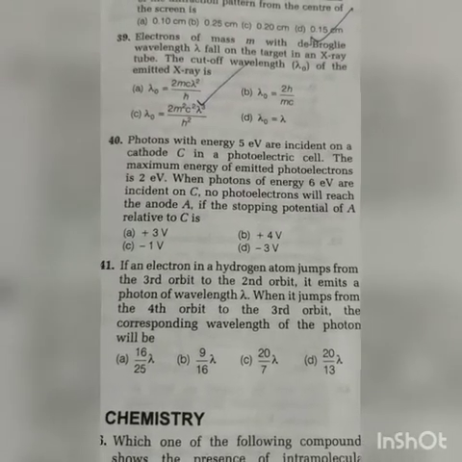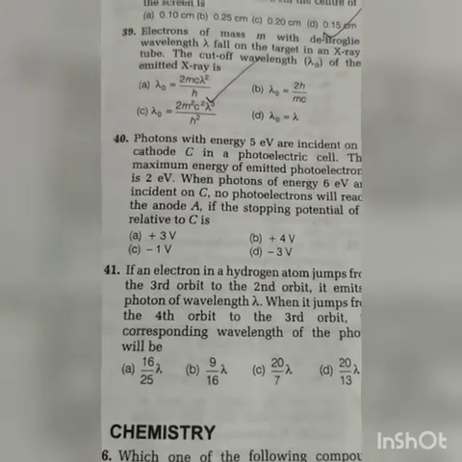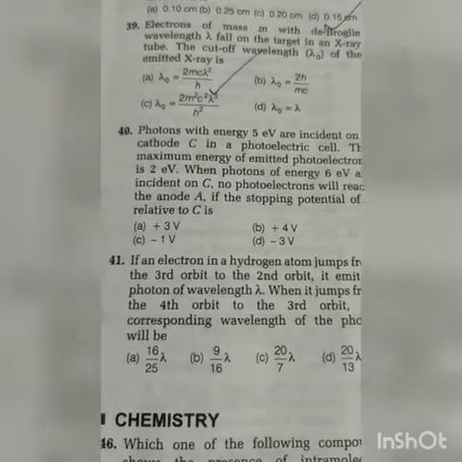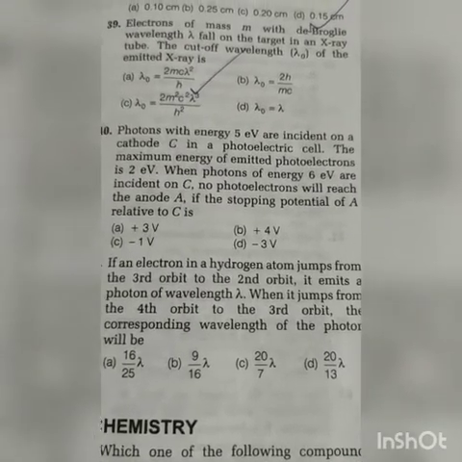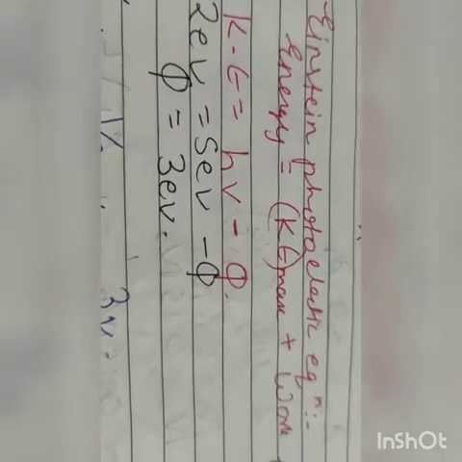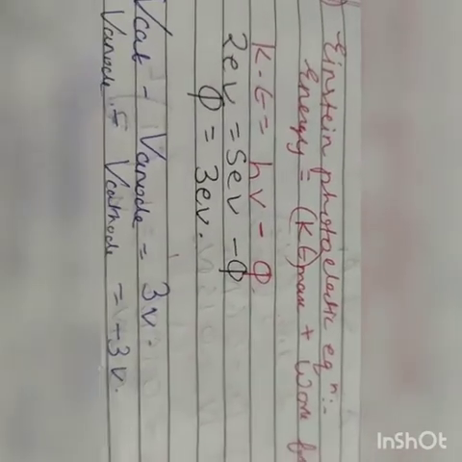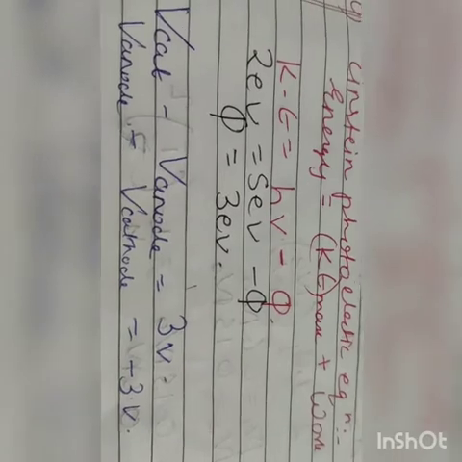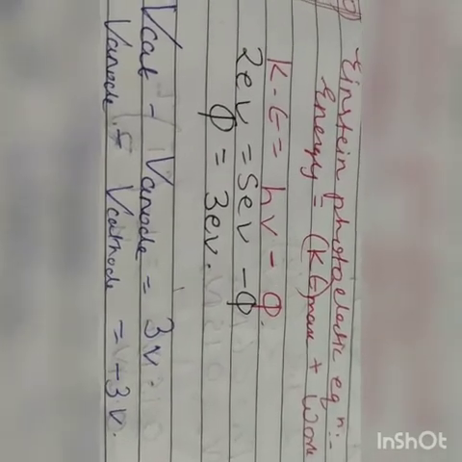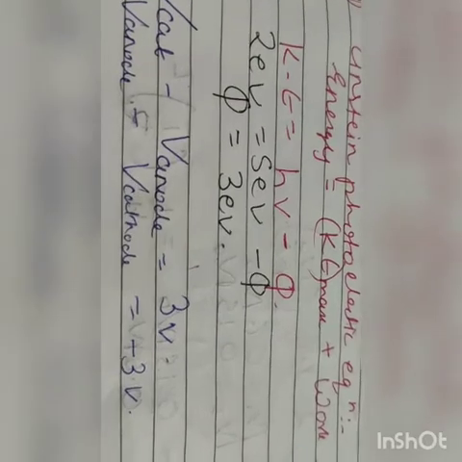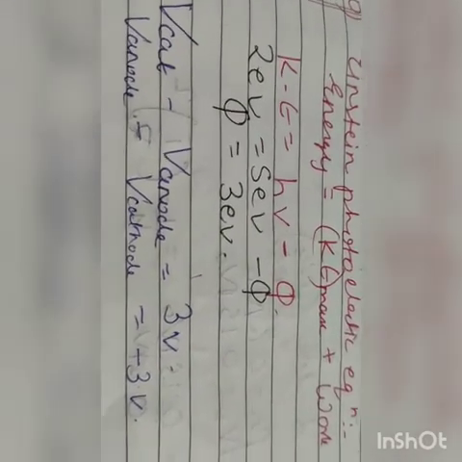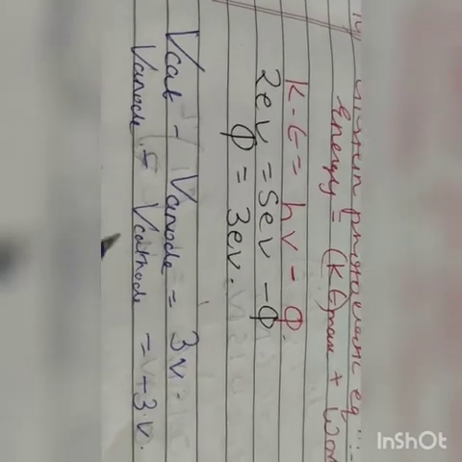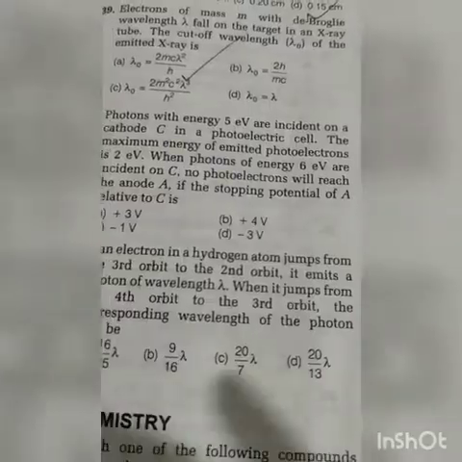Photons with energy 5 electron volt are incident on the cathode C in a photoelectric cell. The maximum energy of emitted electrons is 2 electron volt. When photons of energy 6 electron volt are incident on C, no photoelectrons will reach the anode A, if the stopping potential of A related to C is. As we know the photoelectric equation, we have energy is equal to kinetic energy max plus work function. So K is equal to h nu minus phi. So we put in the values and this phi is equal to 3 electron volts. So if it is V cathode minus V anode, it's 3 volt, and it's V anode minus V cathode, so it is minus 3 volt. So it's here minus 3 volt.